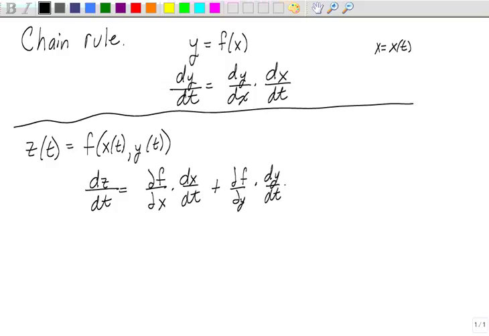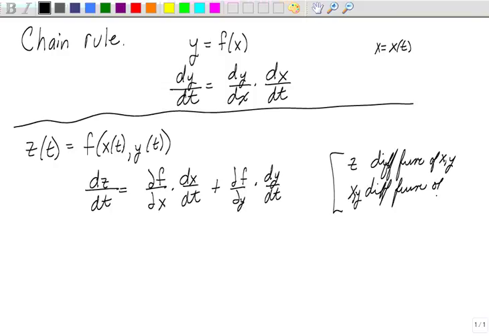Now you have to do the partials of f because f is a function of two variables, and x and y are just functions of one variable. Now, z has to be a differentiable function of x and y, and x and y are differentiable functions of t.